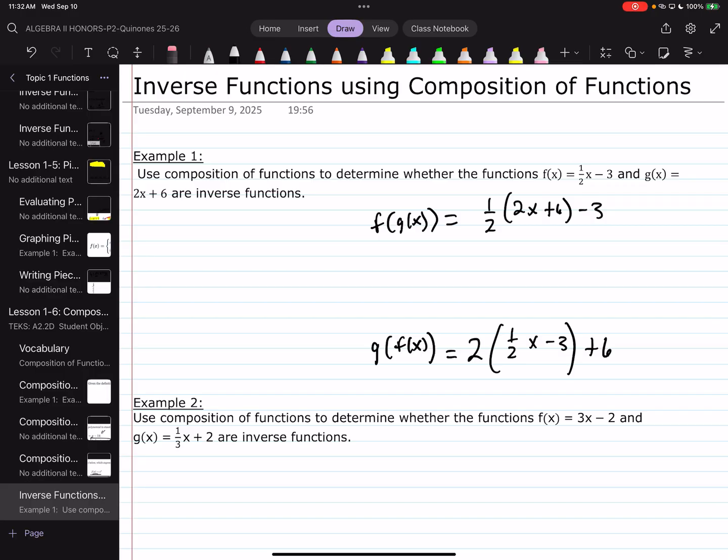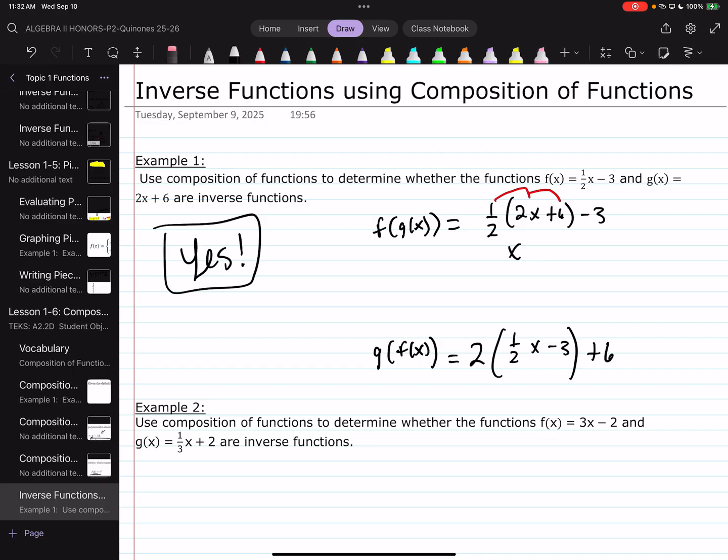Short answer for this, are they inverses of each other? Long answer requires algebra. Let's do it real quick. Just going to distribute this and this. So 1/2 times 2x gives me x. 1/2 times 6 gives me positive 3, minus 3. This equals x. So far we are good. Everybody, it is important. You can't just evaluate for one, because there might be some scenarios where this might be just x, but this isn't. Both of them have to equal x in order for them to be considered inverses of each other.